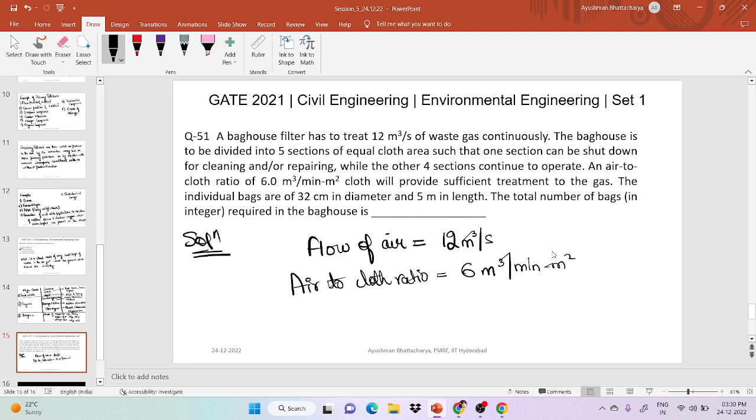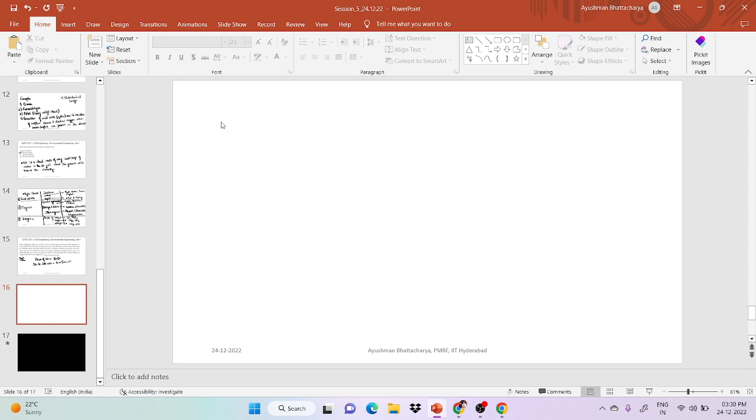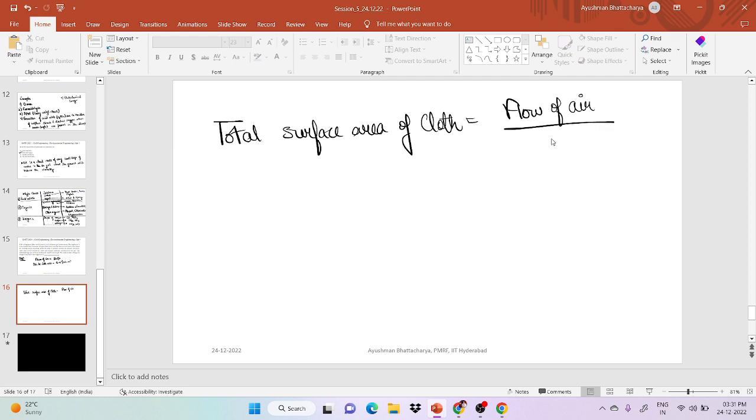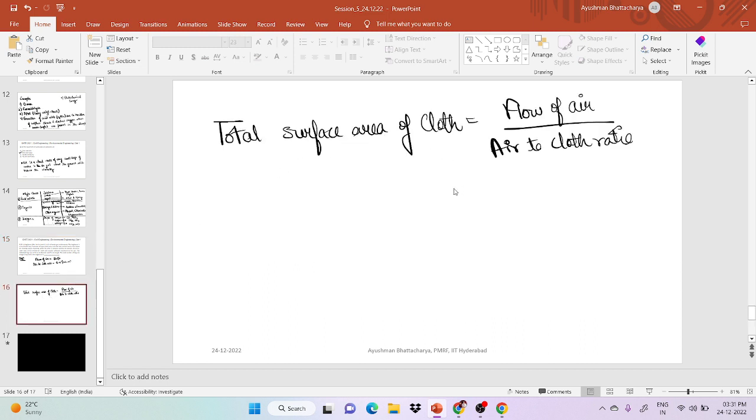Now to calculate the total surface area of cloth, total surface area of cloth equals flow of air divided by air to cloth ratio. See here, the unit of flow of air is meter cube per second, and the air to cloth ratio is meter cube per minute per meter square. So if we divide flow of air by the air to cloth ratio, we will get the total surface area of cloth.